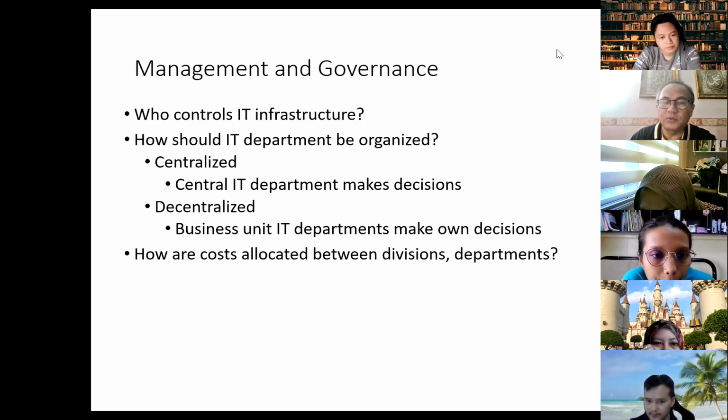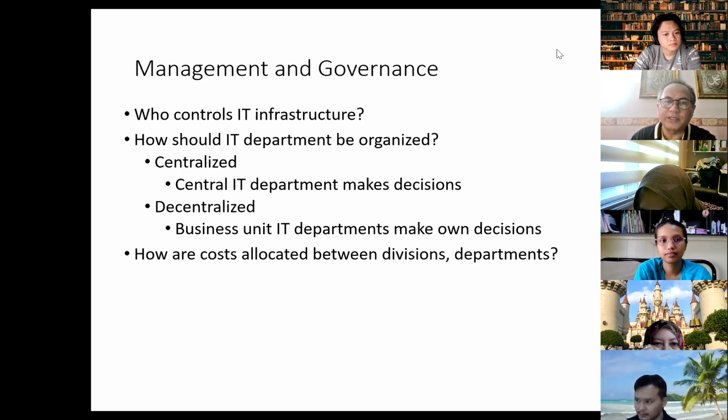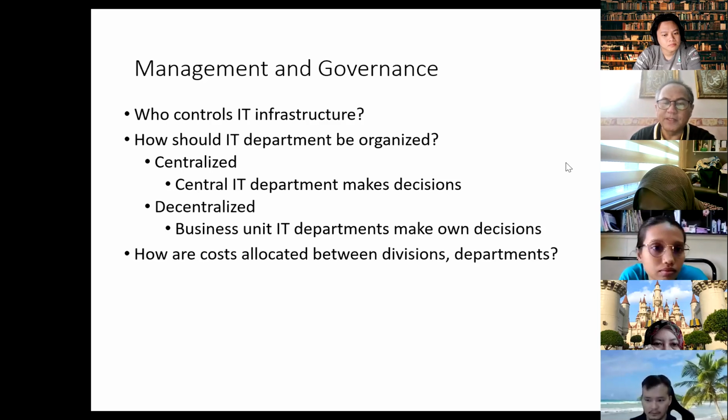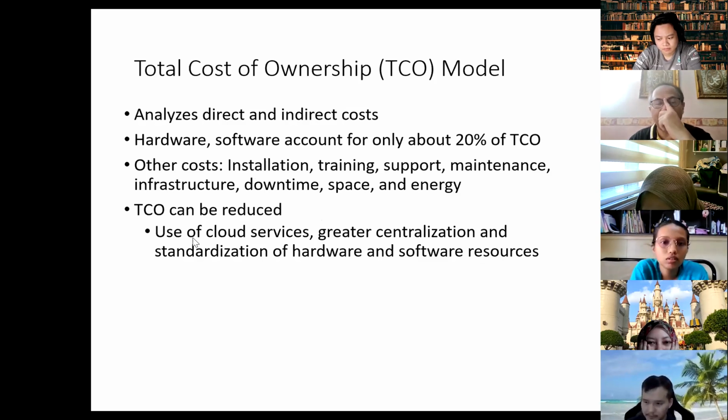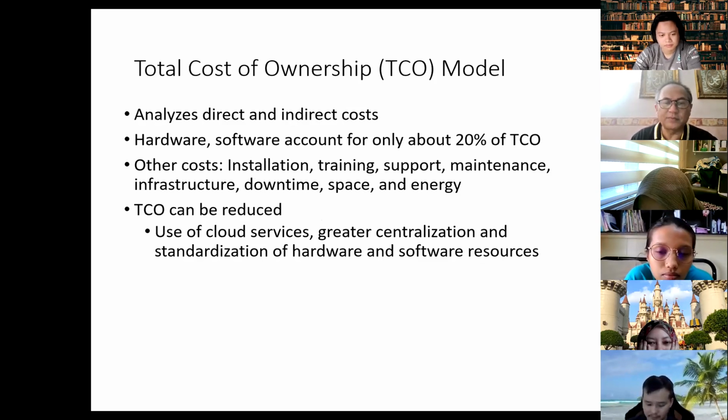And then management and governance, we look into who controls the IT infrastructure. Normally for database, it is the database administrator, we have network administrator. And then how should the IT department be organized, whether it can be centralized or decentralized depending on who makes the decisions. If the decision is centralized, then you have to have a centralized IT department. If every business unit has their own IT department, then it is decentralized. And then you need to determine whether you want to buy or rent, whether you want to use cloud computing. But the main thing that you need to look at is the total cost of ownership, TCO.